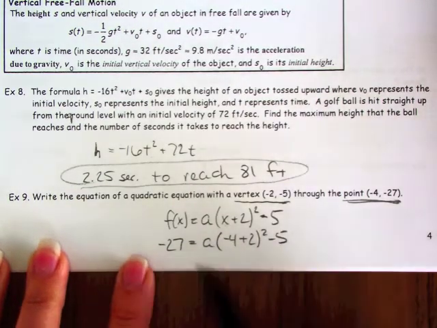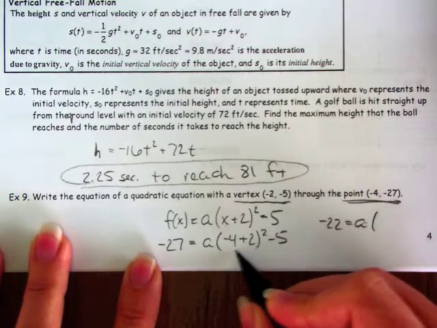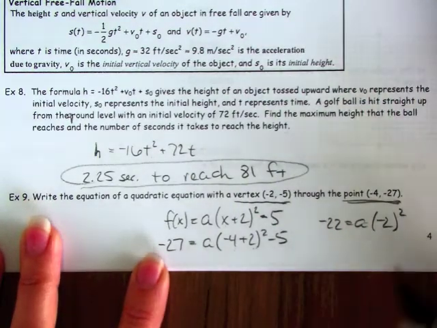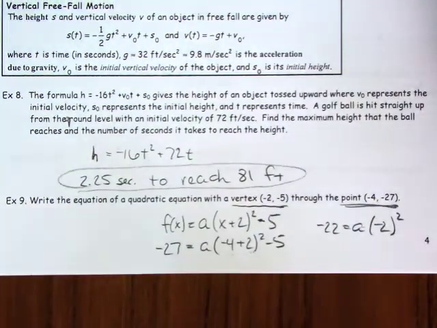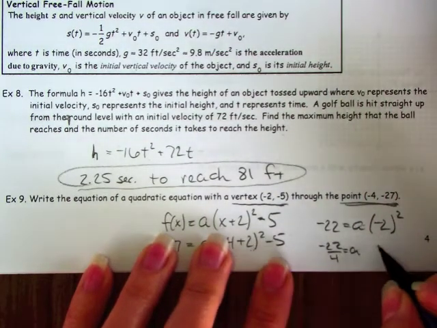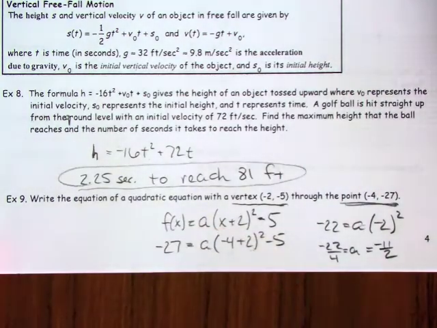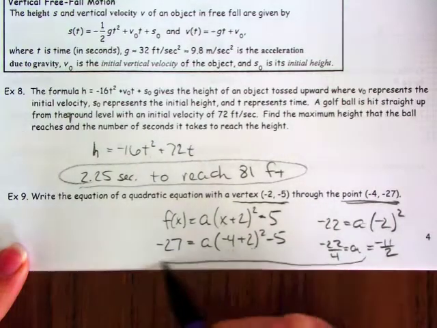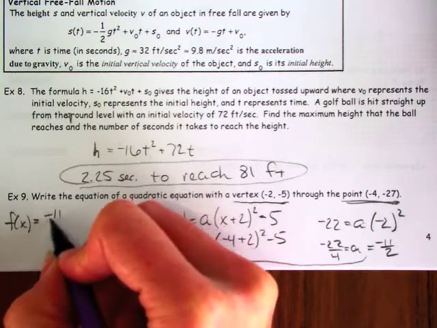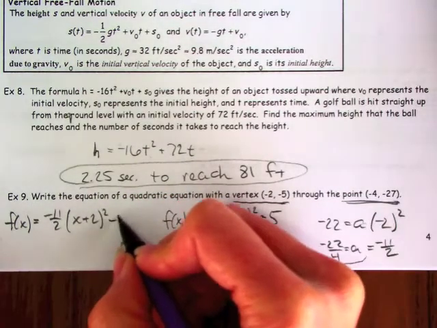Okay, adding 5 to both sides gives me negative 22 equals a times, I'm going to go ahead and do this, negative 4 plus 2 is negative 2 squared. So that's 4. If I divide both sides by 4, I get negative 22 over 4 for a, which is negative 11 halves. And so writing our function, it is f of x equals negative 11 halves times x plus 2 squared minus 5. Okay.